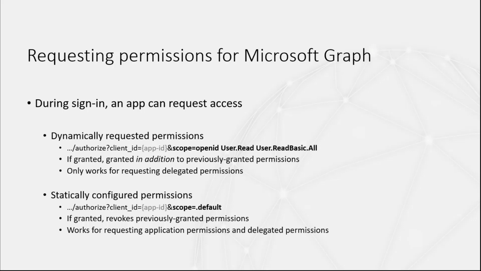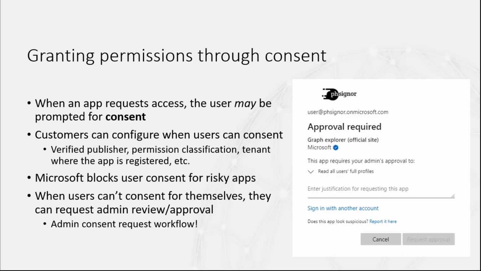If these permissions are granted in this case, this will actually revoke anything that was granted previously. This does allow configuring both application permissions and delegated permissions. So when it comes to granting the permission, we talked about direct access and access on behalf of a user. For direct access, we have application permissions. For access on behalf of a user, we have delegated permissions. We talked about how during sign-in or through the configuration, you can configure your client application to request permissions. And then when it comes to granting permissions, one way to grant permissions is through the consent experience.